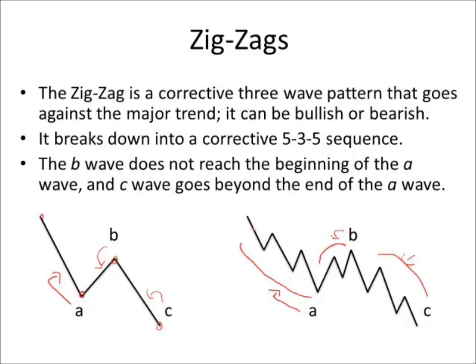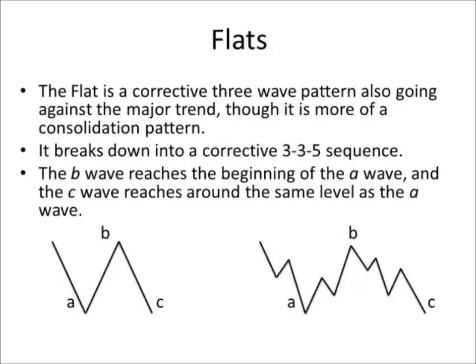Now you can see there are 5: there's 1, 2, 3, 4, 5 in the A wave. There's 1, 2, 3 that make up the B wave, and there's 1, 2, 3, 4, 5 that make up the C wave. So that is the 5-3-5 sequence, and this is a zigzag.